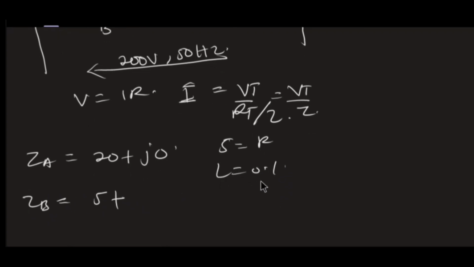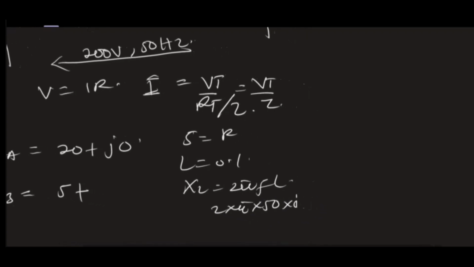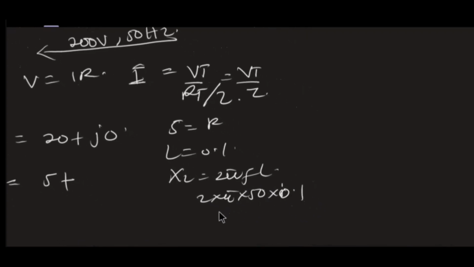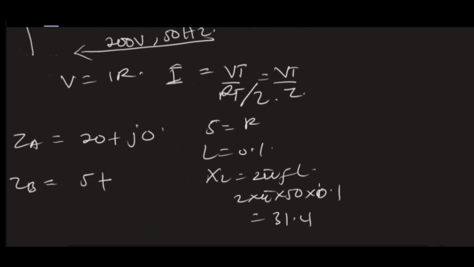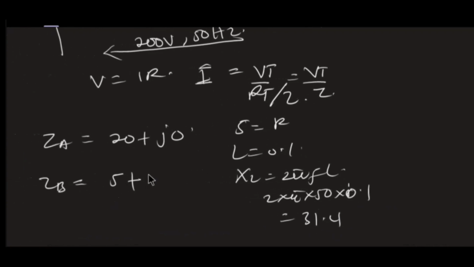Now I need to find my inductive reactance, not the inductance. So XL is simply equal to 2 pi FL. 2 times pi times my frequency 50 times 0.1 is simply going to give me 31.4. So my impedance ZB will be 5 plus J31.4, right? This is the rectangular form, but you need to convert it to the polar form as you are going to simplify. So for now, let's leave it in the rectangular form. This is also in the rectangular form.